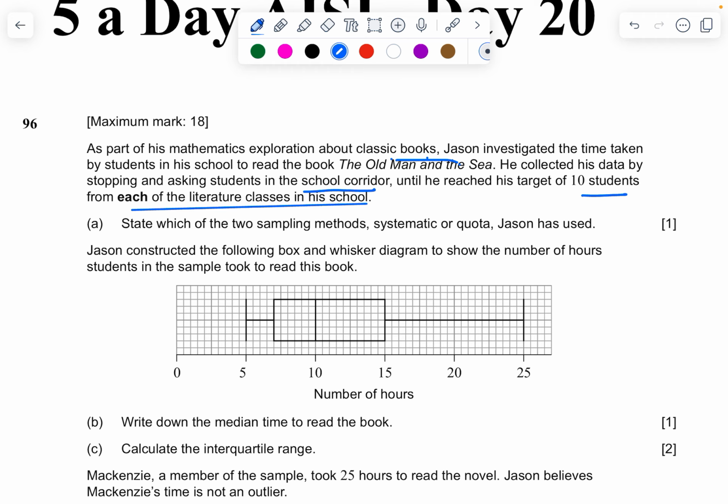State which type of sampling, systematic or quota, Jason has used. Because his quota was a target of 10 students, it's going to be quota sampling, because he has a particular target.